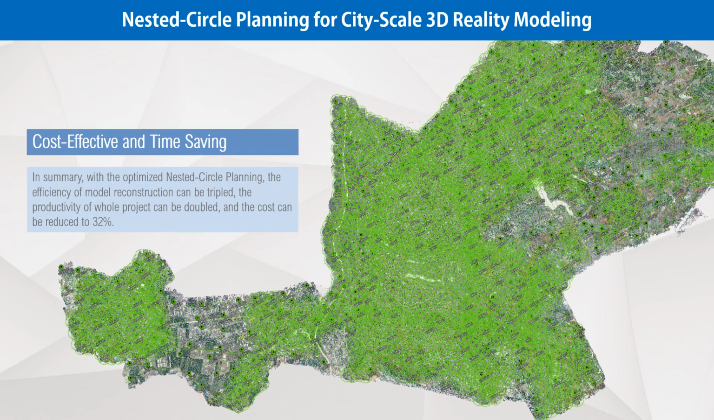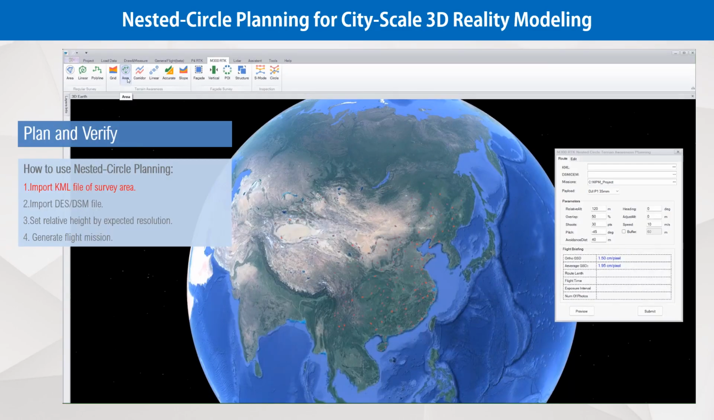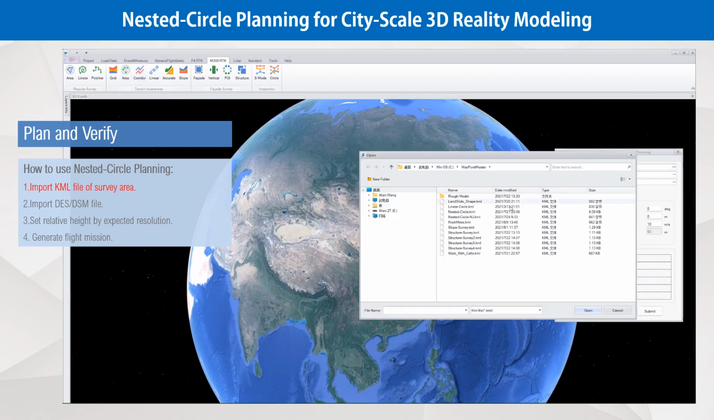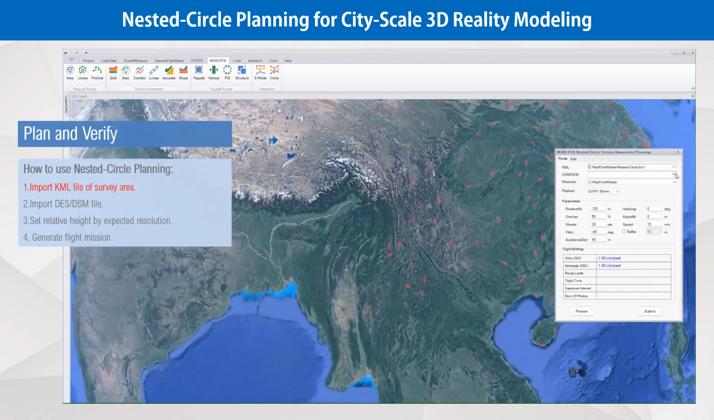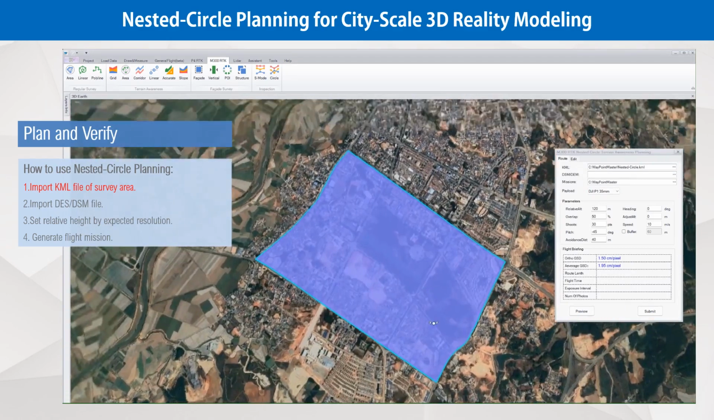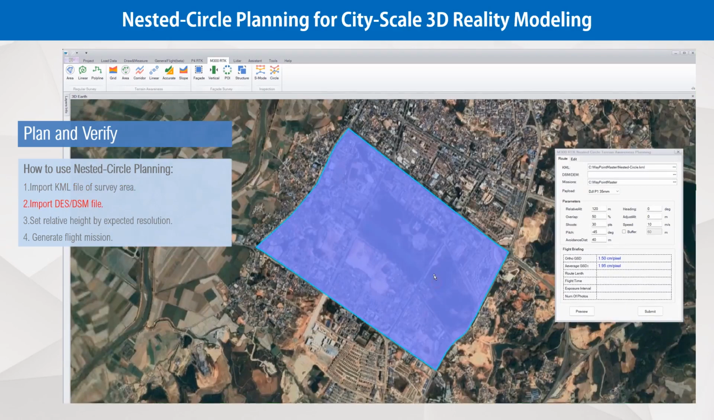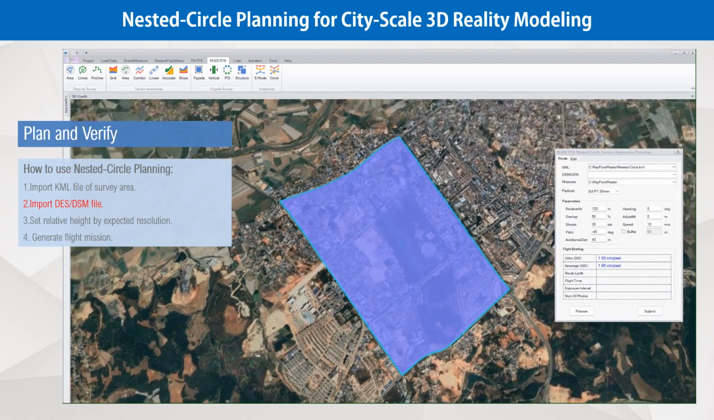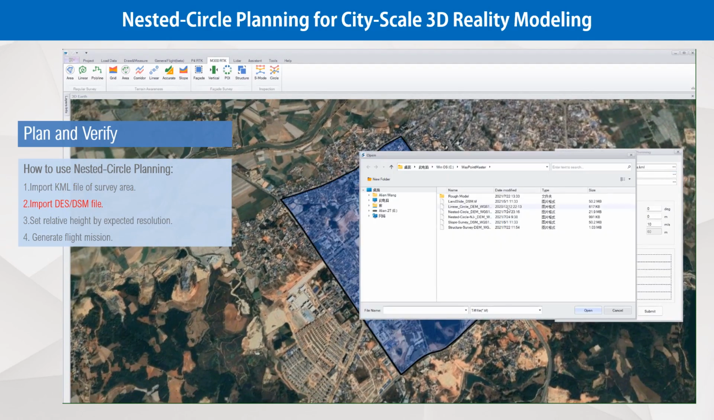Productivity of the whole project can be doubled, and the cost of the model process can be reduced to 32%. Now let's walk through the nested circle planning process. At first, open the planning module, then import the camera file to set the boundary of the survey area. Next, import a DEM or DSM file if the area has huge height differences.